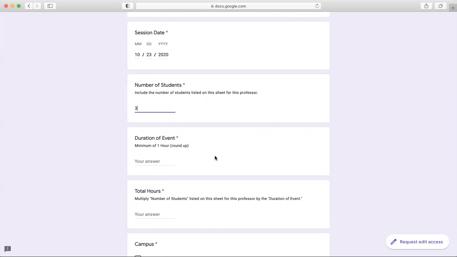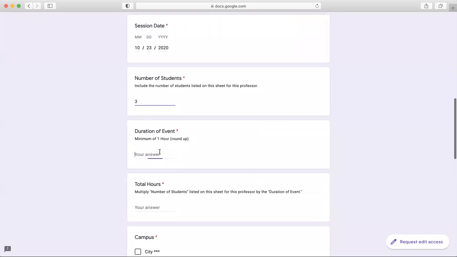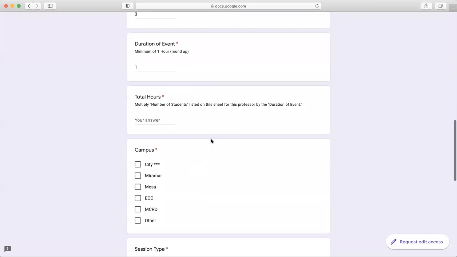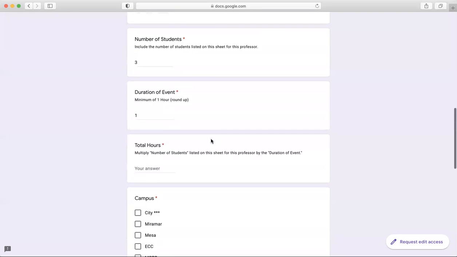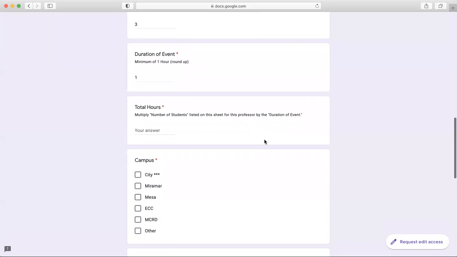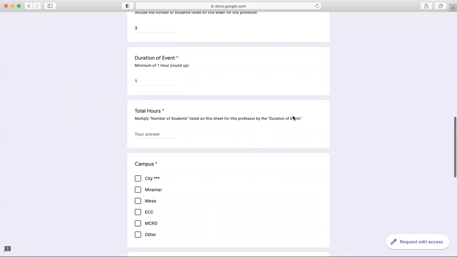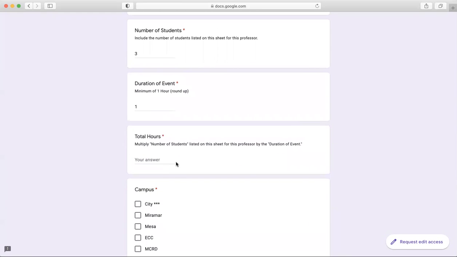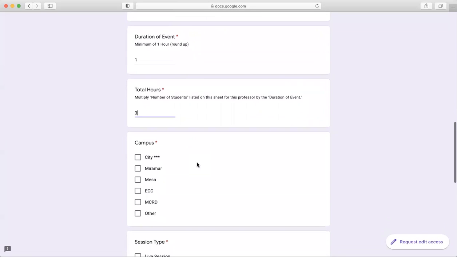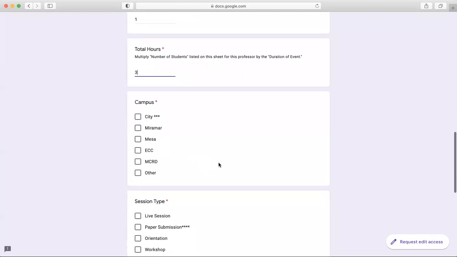And then you will include the duration of the event. And you wanna note that if the duration of the event or session is less than 1 hour, you wanna round up to 1 hour. So for example, if this live tutoring session with the 3 students only lasted 45 minutes, I will round up to 1 hour. So 1 hour. And then finally, to get the total hours, simply multiply the numbers you provided for the previous two fields. In other words, multiply the number of students by the duration. In this case, it would be 3 students times 1 hour, which equals 3 hours.